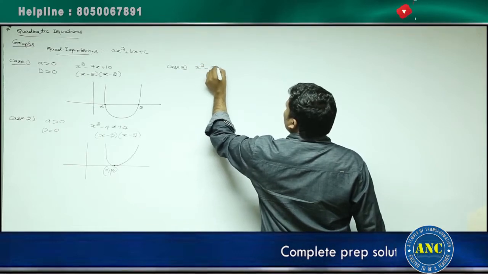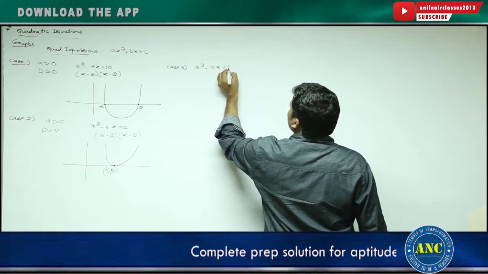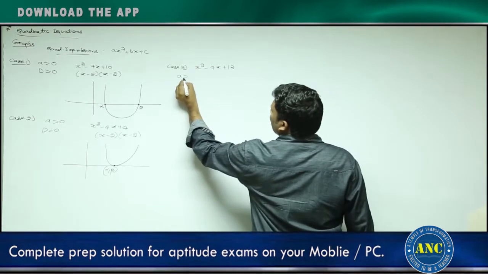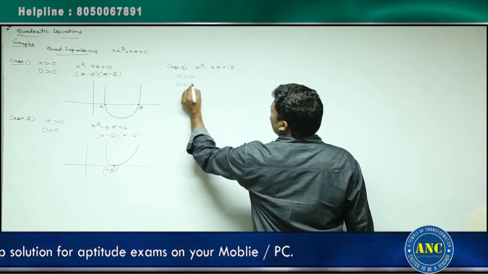Case 3. X square minus 4x plus 13. Case 3 is a greater than 0, D less than 0.